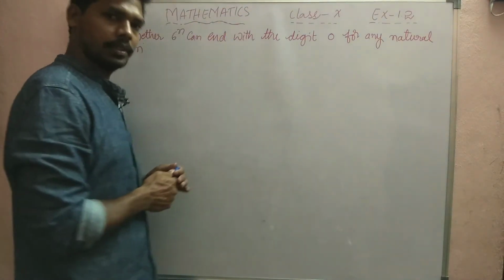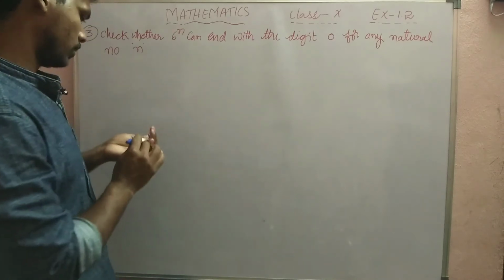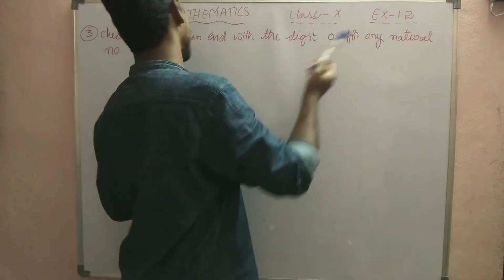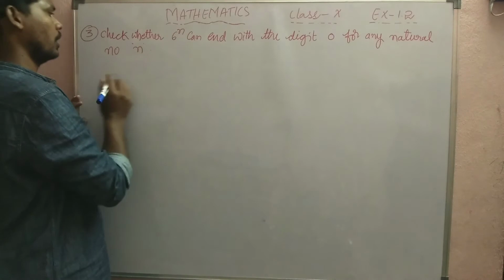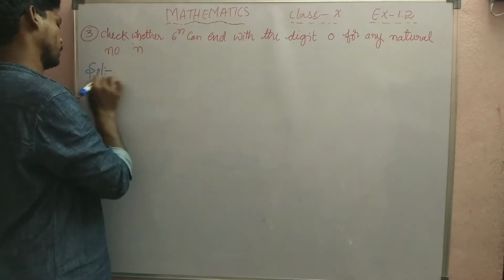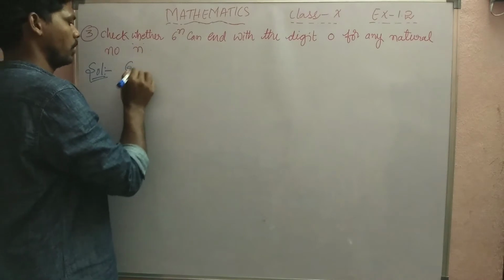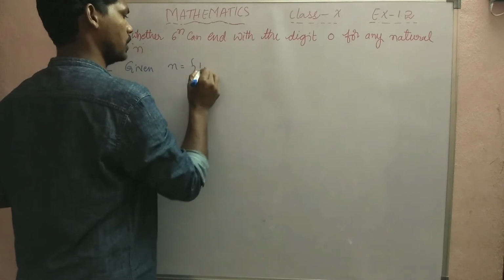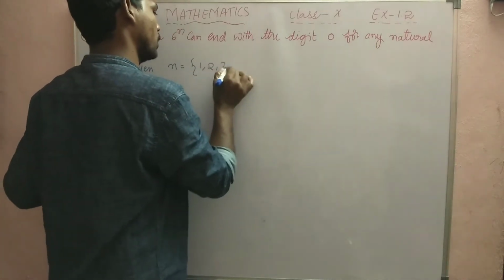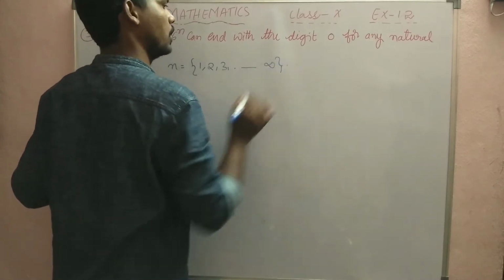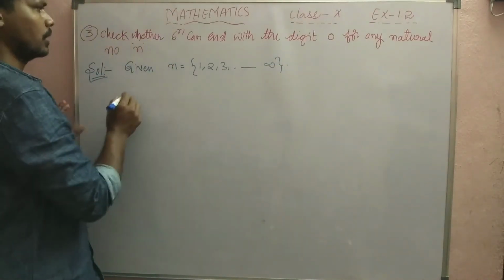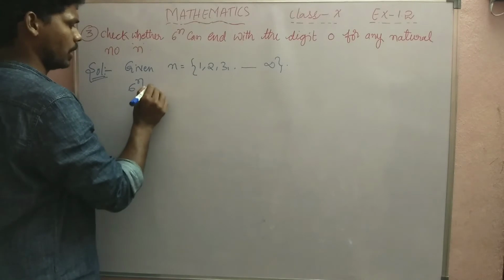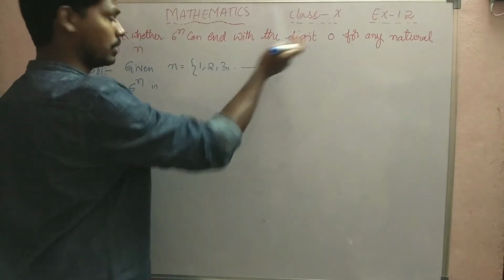The next question is the third one: check whether 6 power n can end with the digit 0 for any natural number n. Here the given hint is the solution. Given: n is a natural number, which means it starts from 1, 2, 3 and so on to infinity. This is the given hint, and the given question is: does 6 power n end with the digit 0 or not?